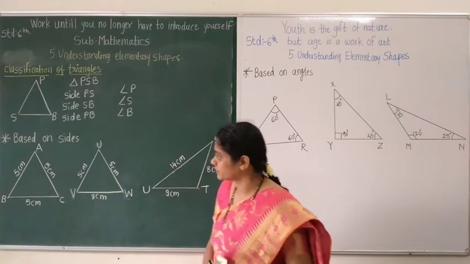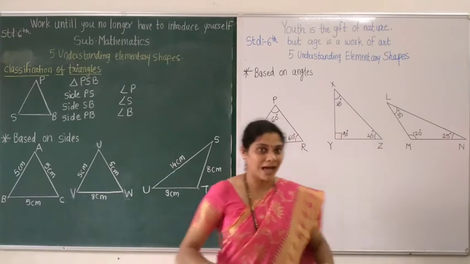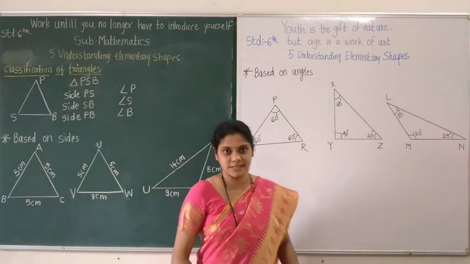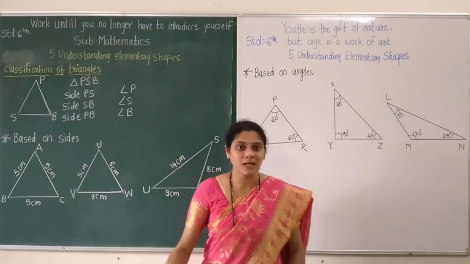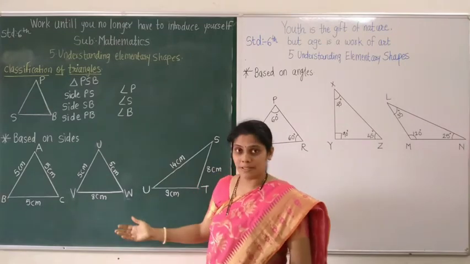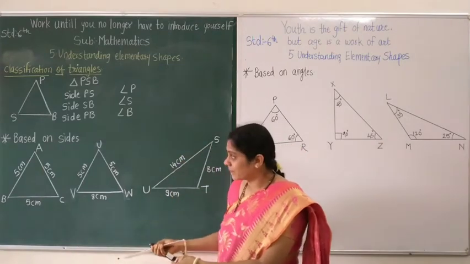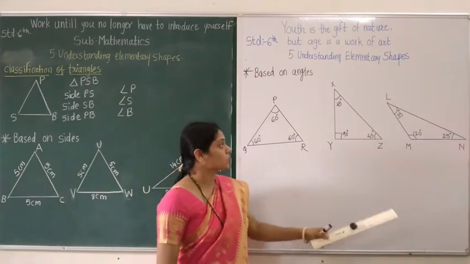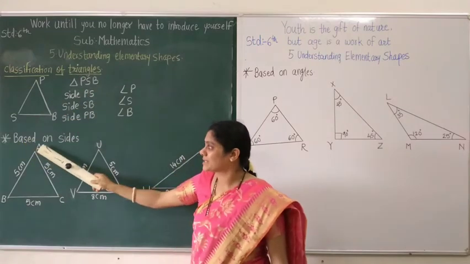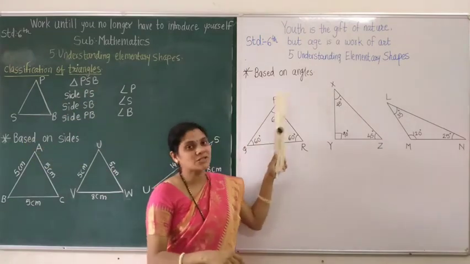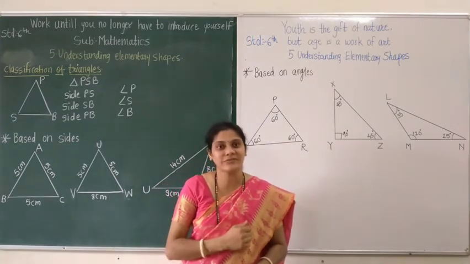Okay. Now look at here. You can see there are three triangles here, and on this board there are also three triangles. So these two diagrams show different types of measurements. In these triangles they are showing us measurements of sides, and this triangle shows us the measurement of angles. That means we can classify the triangles on the basis of their sides and on the basis of their angles. So without wasting our time, we will start to study how we can classify the triangles.